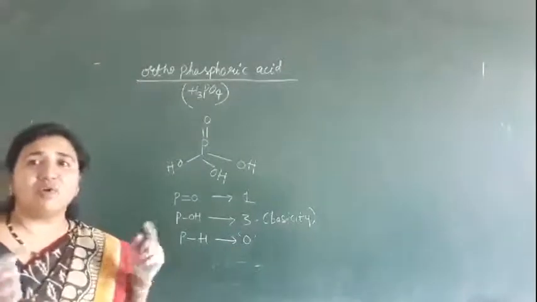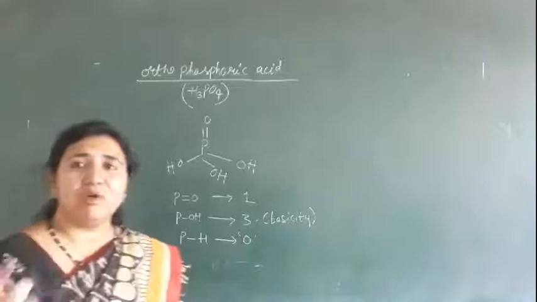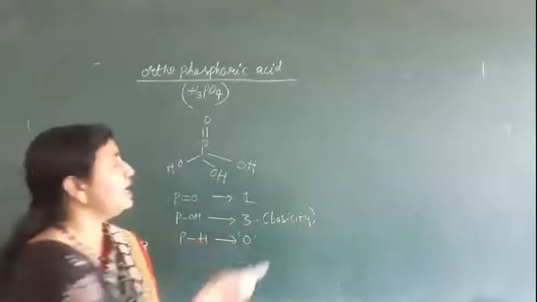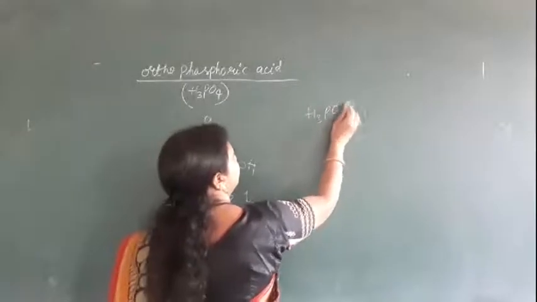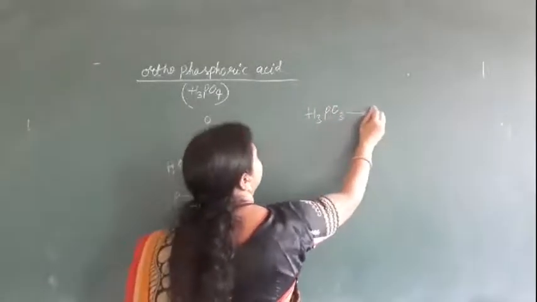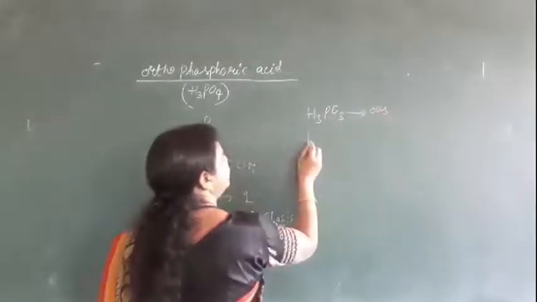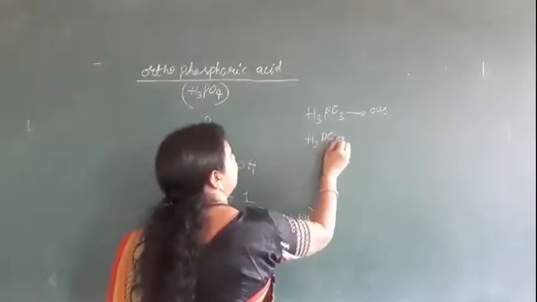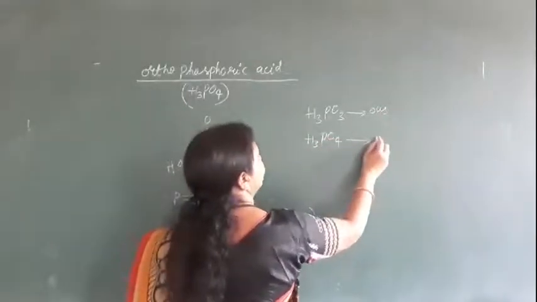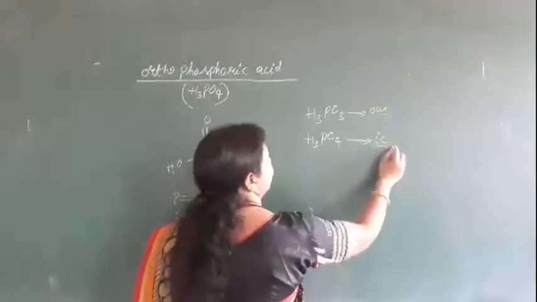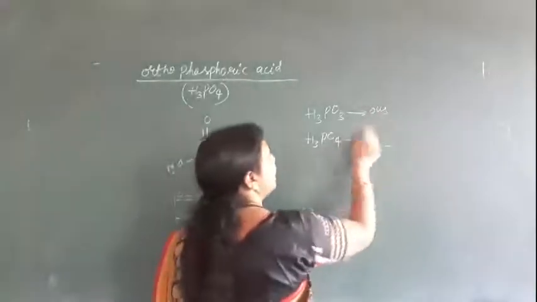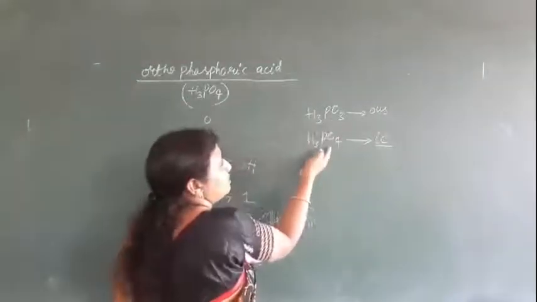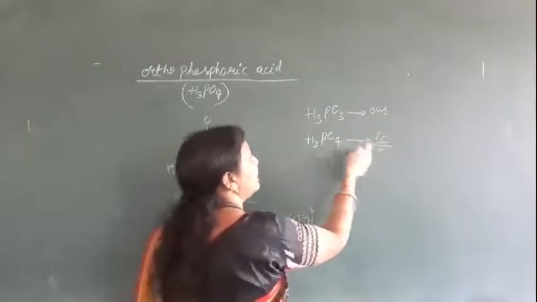So phosphoric acid is H3PO4. Remember, H3PO3 means it is OUS. PO3 means it is OUS. And phosphoric means H3PO4. When one oxygen increases, then it is IC. The acid name will be IC here. This is OUS, phosphorus. And in PO4, one oxygen increases, then it is phosphoric acid.